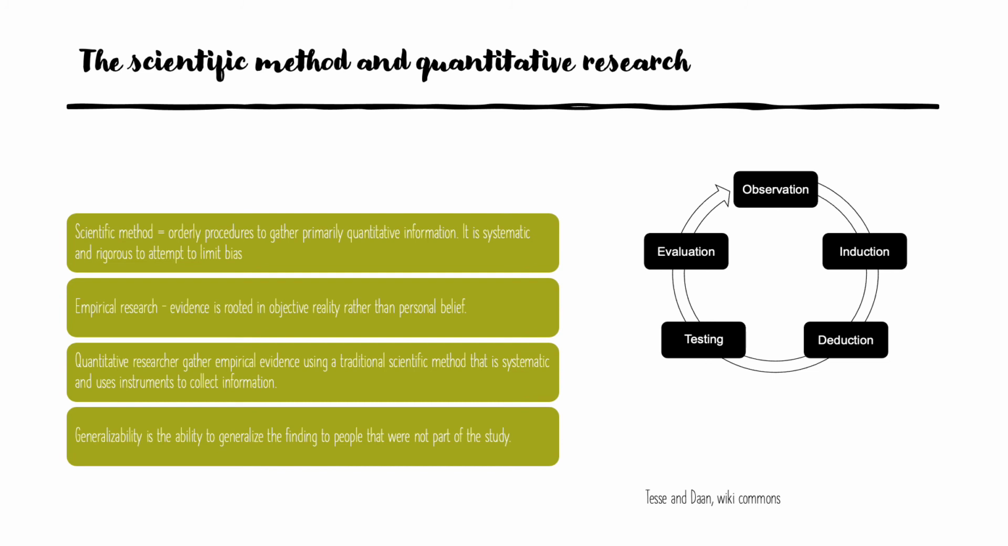Quantitative researchers gather empirical evidence using a traditional scientific method that is systematic and uses instruments to collect information. They want their research to be generalizable. Generalizability is the ability to generalize the findings to people that are not part of the study. The people doing studies for a new medication want to be able to say it will work for most people in the same way it did for those that participate in the research study.